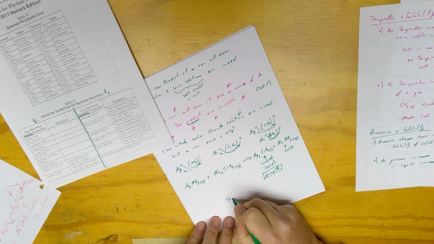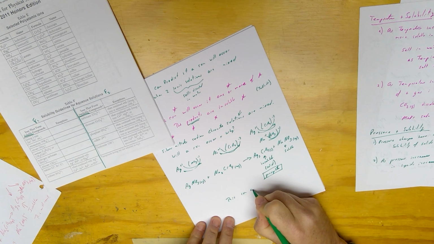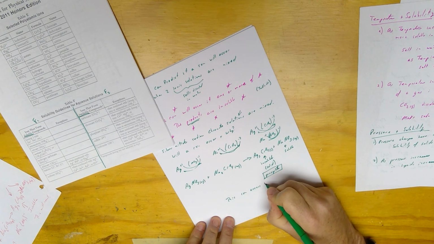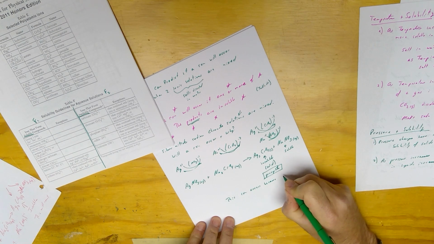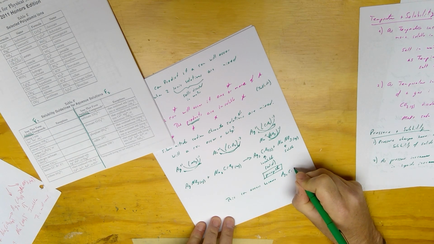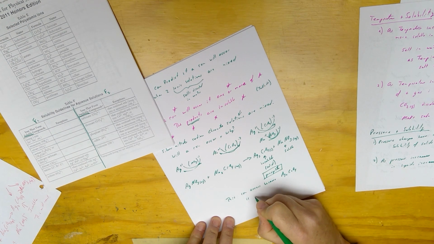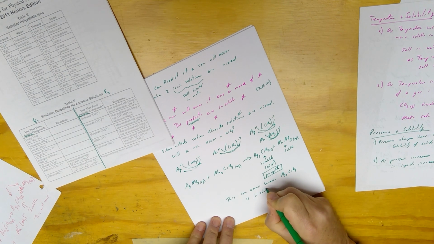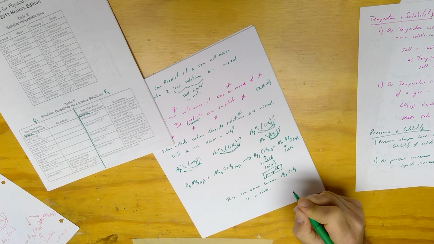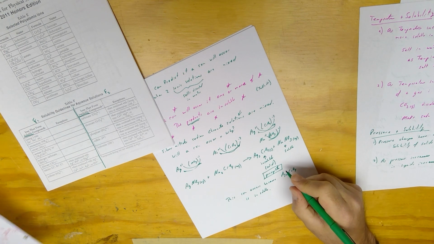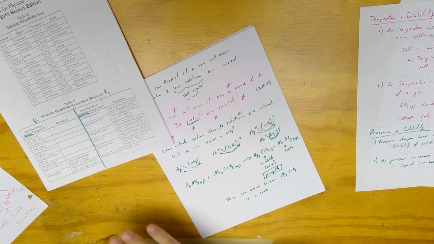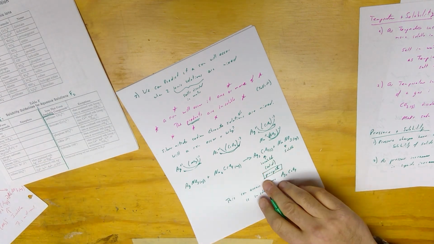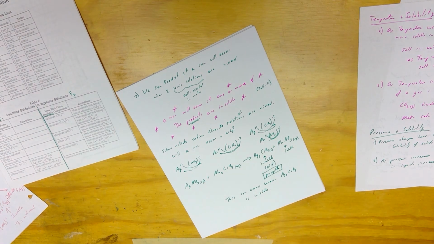So this reaction happens or occurs because Ag2CrO4 is insoluble, and it forms that precipitate. Okay, so this is where we're going to stop for today.